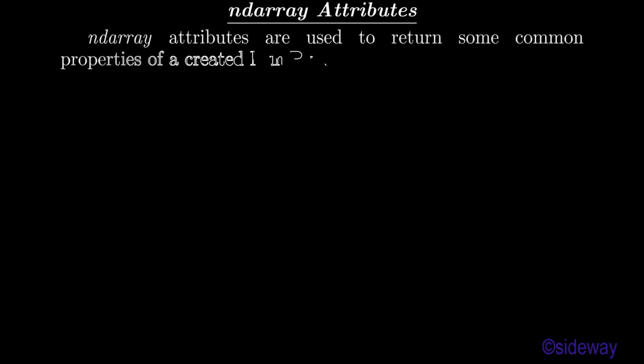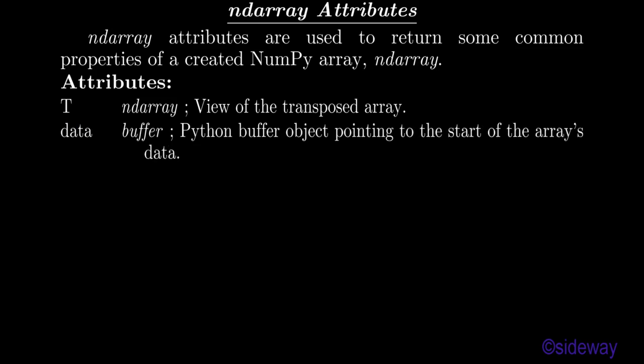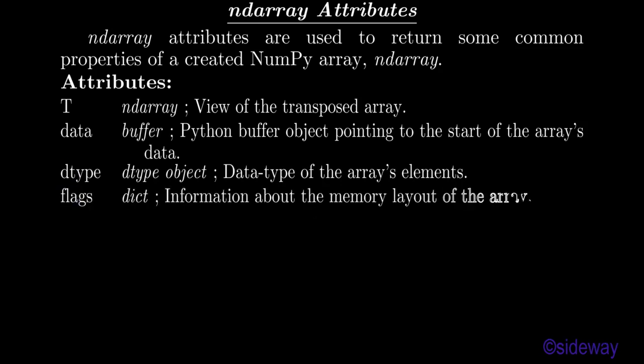ndarray attributes. ndarray attributes are used to return some common properties of a created NumPy array, ndarray. Attributes. T, ndarray, view of the transposed array. Data, buffer, Python buffer object pointing to the start of the array's data. Dtype, dtype object, data type of the array's elements. Flags, dict, information about the memory layout of the array.